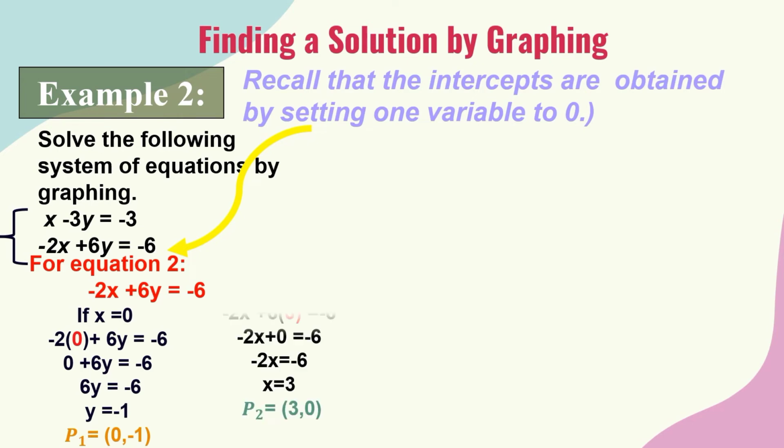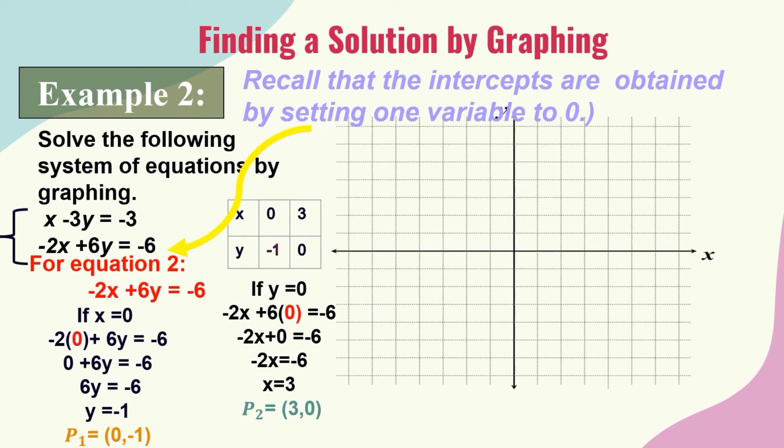Now for our second equation, again, if y is 0, we have negative 2x plus 6 times 0 equals negative 6. Negative 2x plus 0 equals negative 6. Negative 2x equals negative 6. x is equal to 3. Point 2 is equal to (3, 0). Now, we have again the table, which is (0, negative 1) and (3, 0).